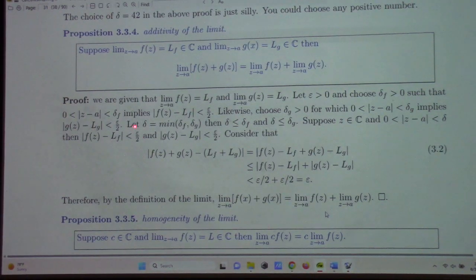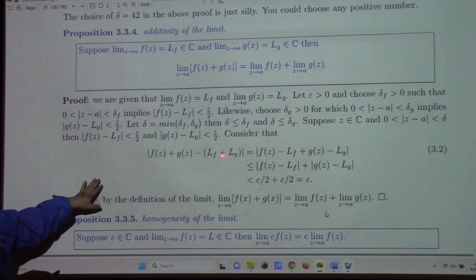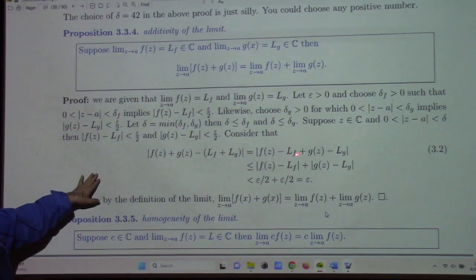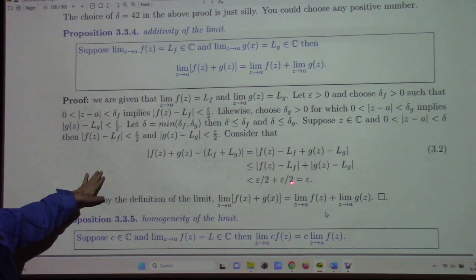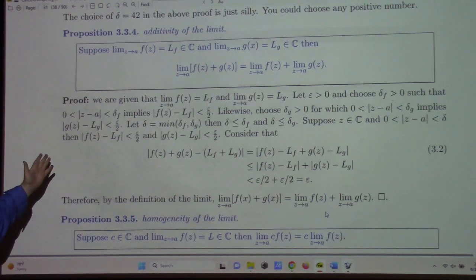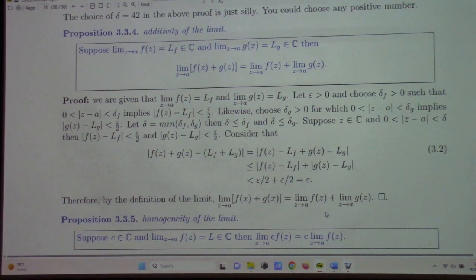Then when you look at the difference between the sum of the functions and the sum of the limiting values, you apply the triangle inequality, and because we have both of these being less than epsilon over 2, we get epsilon over 2 plus epsilon over 2, which is epsilon, and bang. That proves by the definition of limit that the limit of f plus g is the limit of f plus the limit of g. This is exactly the proof that should be given in calculus 1 if you're covering epsilons and deltas in calculus 1. Some of you did not, right?